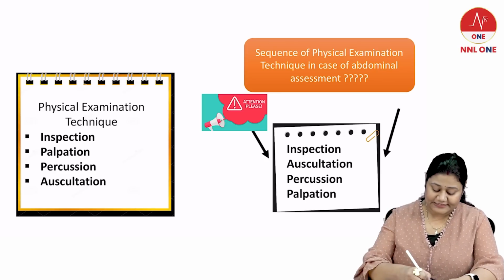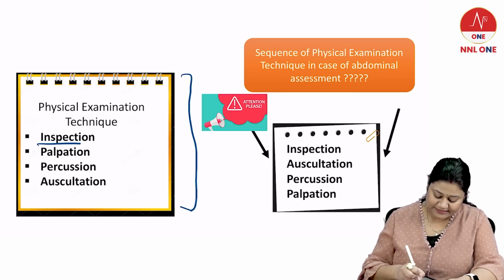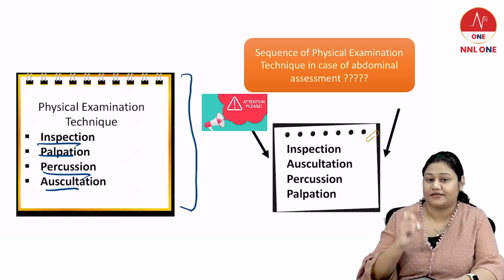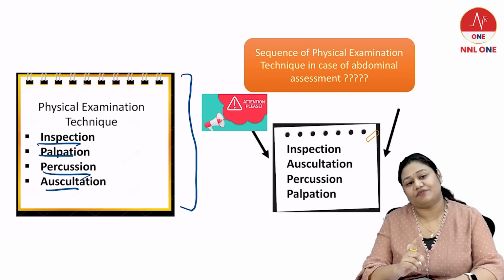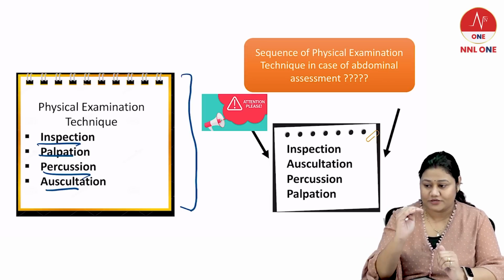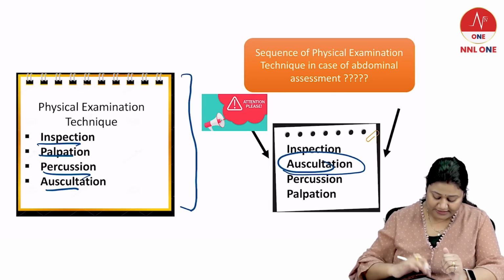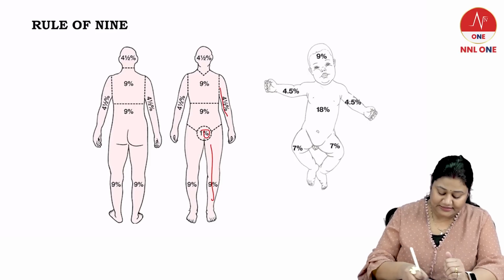So this is your physical examination step. Remember, the physical examination sequence is inspection, palpation, percussion, auscultation. But in case of abdominal examination, the sequence becomes inspection, auscultation, percussion, palpation, because we have to do the auscultation first, right? Then the rule of 9, this is the rule of 9.